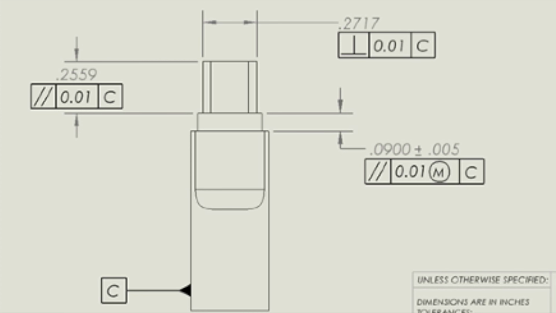Despite not being critical to our mating feature, the male micro USB at the end of the socket has a length of 0.2559 inches and a width of 0.2717 inches. The long edge has a parallel relation to datum C, while the width has a perpendicular relation to the same said datum, both with a 0.01 inch tolerance zone. These relations are necessary as this USB has to be square in order to fit into a female micro USB.